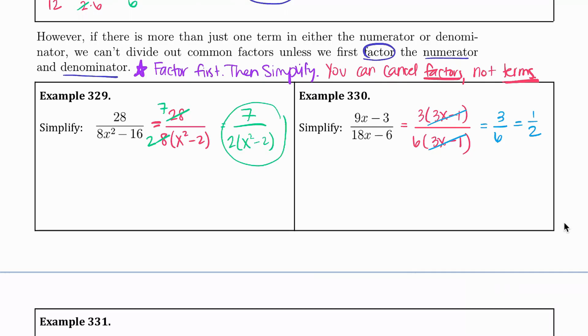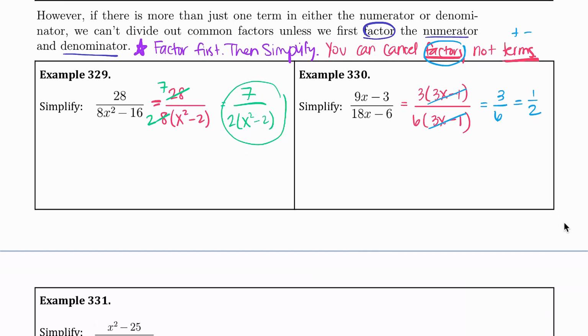So when we talk about canceling out factors, not terms, factors are things that are being multiplied together. Terms are things that are being added or subtracted together. And I'll give you another example on the next page of things that we cannot cancel out. We can only cancel factors, not terms.